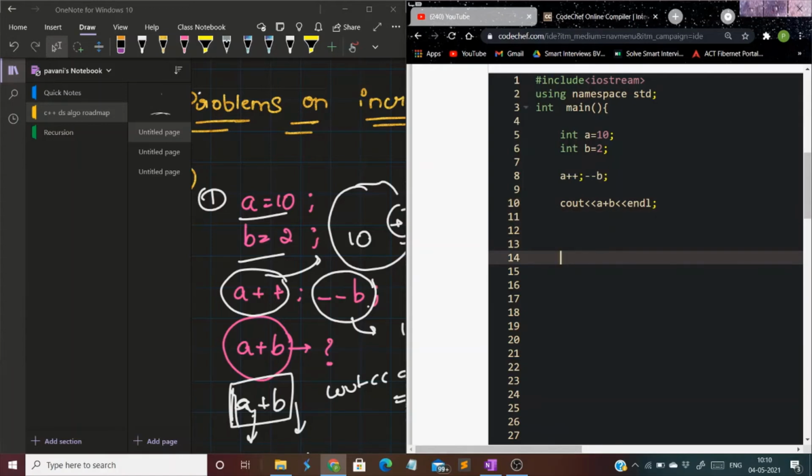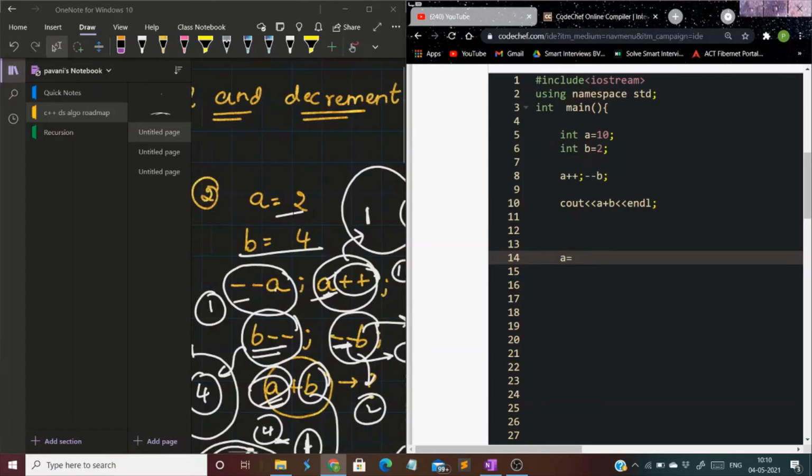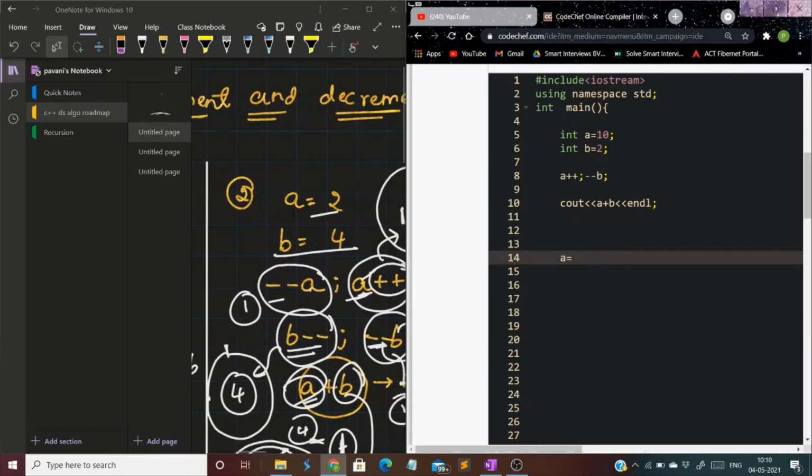The next, a equal to 2. We can reassign a value to a, but we shouldn't redeclare a. What is redeclaration of a? Using the data type. We should not mention the data type of a again. It throws an error. So I'm reassigning a value to a. This can be done. a equal to 2, b equal to 4.